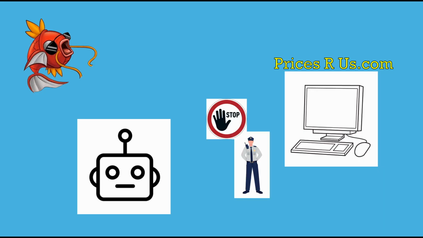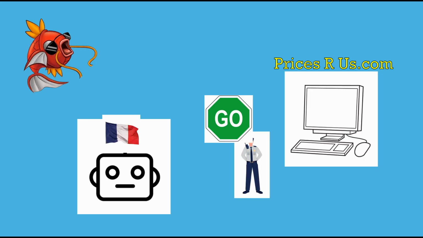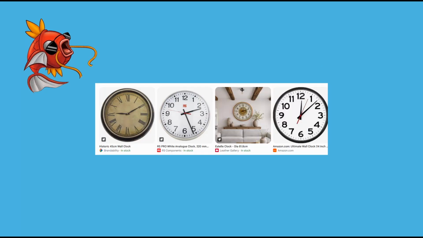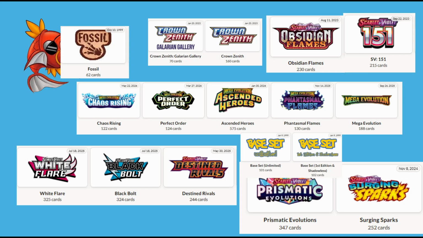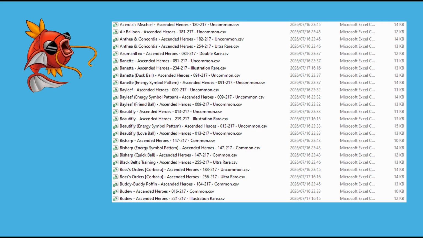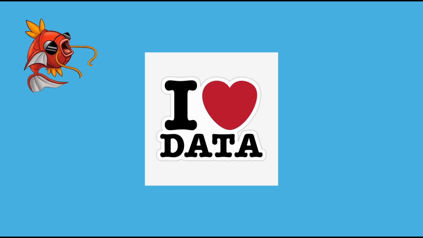So I send the same robot, but I just say it's from France and then Mexico and so on. Now the process will take long because of how many sets there are. So I only took the price data for every card in the following sets. Now we have our pricing data and it looks like this. We need to clean up the data and put it into a usable format, but that's step 2. So we'll come back to that after we collect the rest of the data.